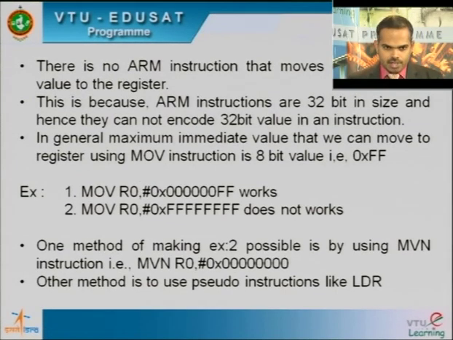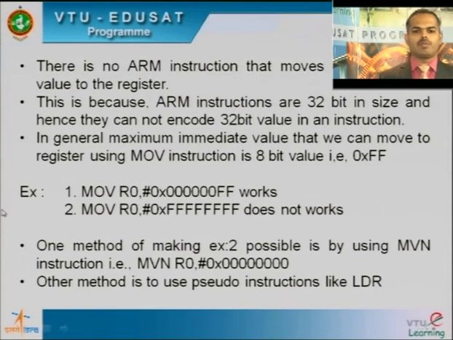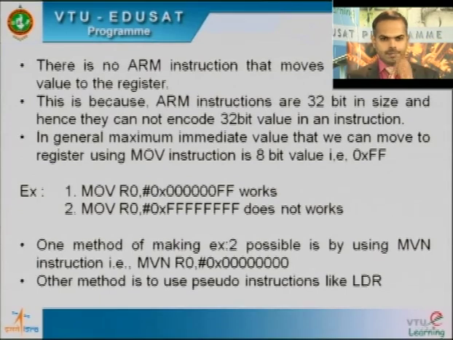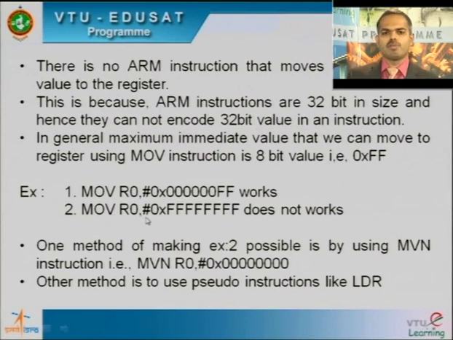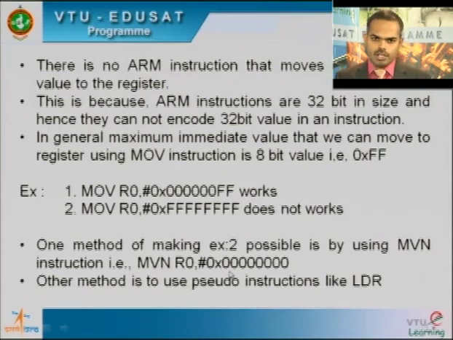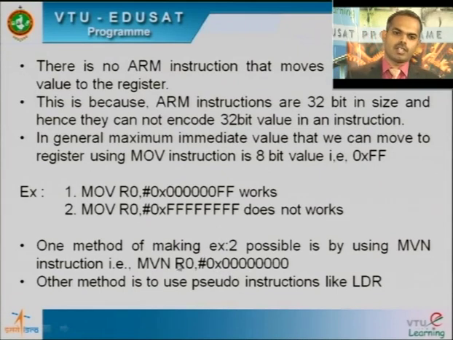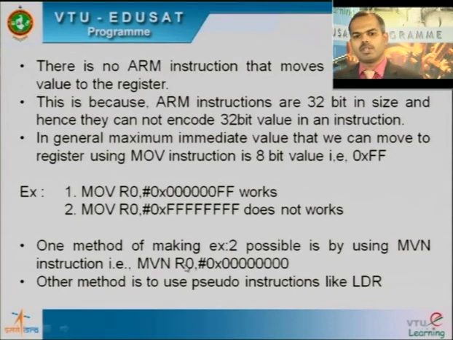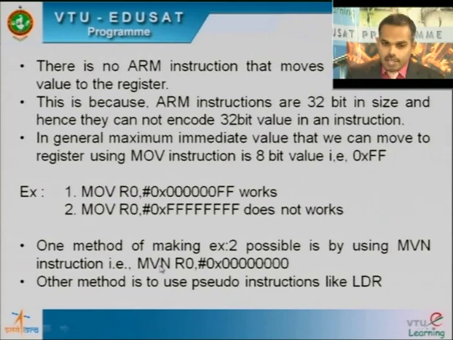So what is the method to work on this? There is one method using which we can solve this problem: use the instruction MVN in place of MOV, because you want to make all the bits 1. Use MVN R0, #0. MVN, as we all know, means move negate, that means it takes the 1's complement of this immediate value. So the 1's complement of all zeros is all F's, hence we can move the all-F value to register R0 using the instruction MVN.